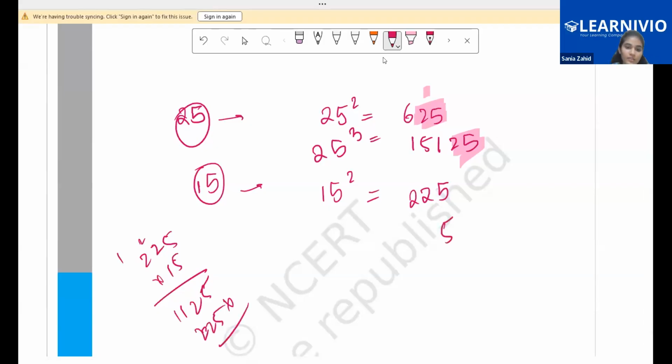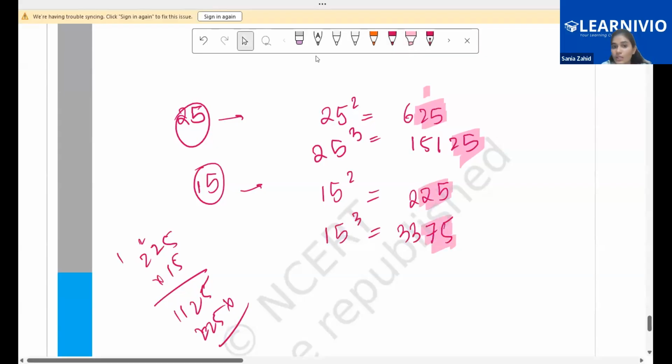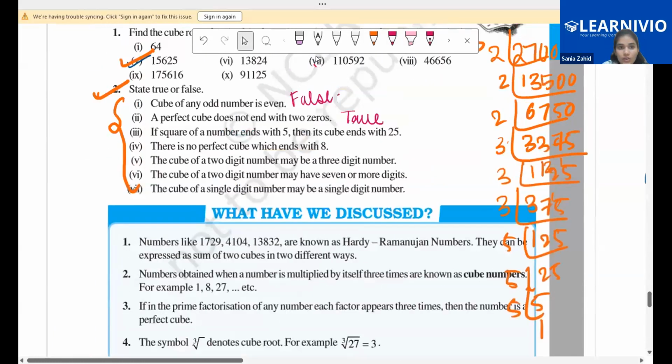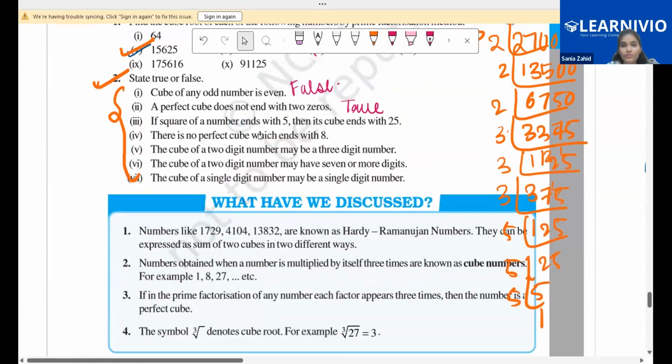So we have 5, 7. So the answer is 3375. So here the square is ending in 25, but the cube ends in 75. So this is not always true. It might be true, it may not be true. So that's not all. It's written always. Okay. So no. False.